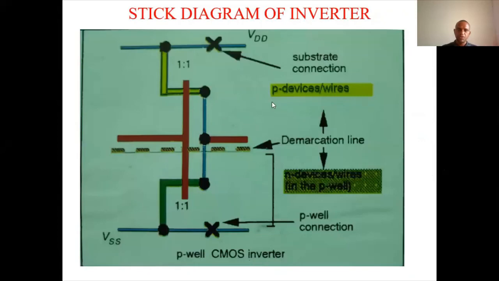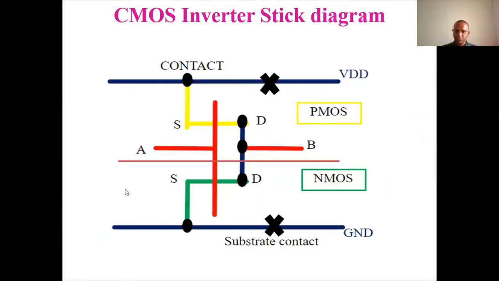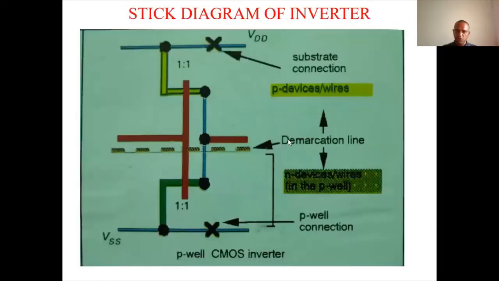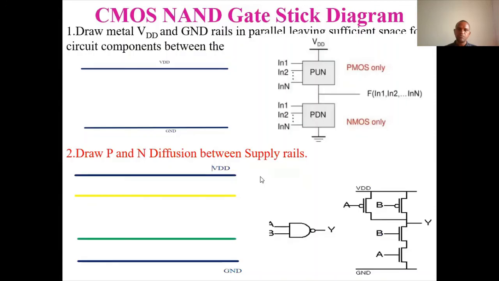You can observe this clearly here, the names of what each part represents. If you observe, this one is the demarcation line, and this one is the substrate connection of P devices, and next one is the P-type material, contact cut, contact cut, contact cut, and this demarcation line, and this one is ground, which we can also call VSS. That is VDD and VSS. In CMOS we use VSS or ground, both are equal. So this is the final diagram of the CMOS inverter stick diagram. This is the representation, right?